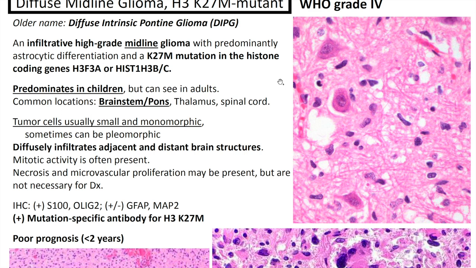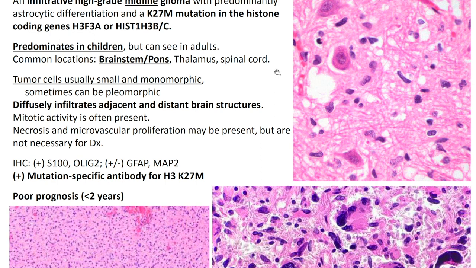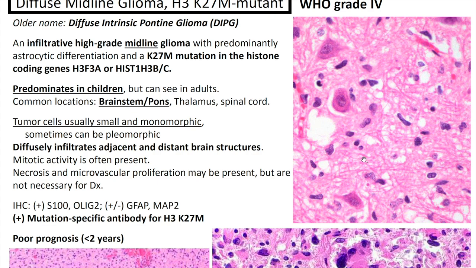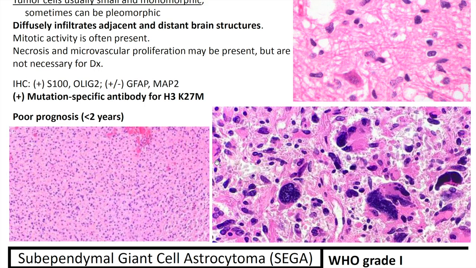Tumor cells are usually small and monomorphic and sometimes can be pleomorphic and diffusely infiltrate adjacent and distant brain structures. The mitotic activity is often present, and then necrosis and microvascular proliferation may be present but are not necessary for diagnosis. Then on IHC, diffuse midline gliomas are going to be positive for S100, OLIG2, plus/minus for GFAP and MAP2, and then positive for mutation-specific antibody for H3K27M. And these typically have a poor prognosis of less than 2 years. And this is what diffuse midline glioma may look like.